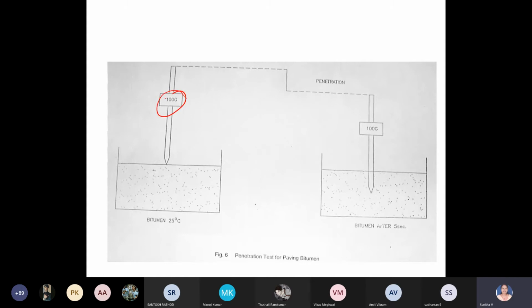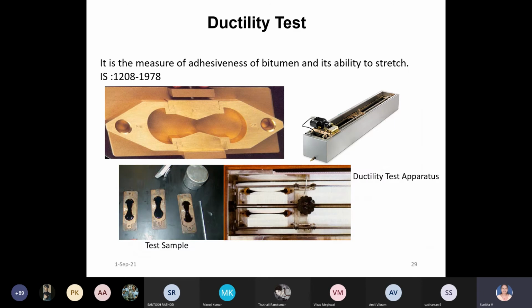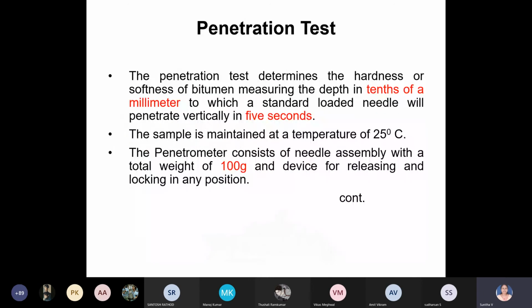This 100 gram is important, then this 25 degrees Celsius, and allow it to penetrate for 5 seconds. After 5 seconds, you measure the depth of penetration. That is noted as the penetration value. That's the basic principle. So it determines the hardness or softness of the bitumen, and it's measured in tenths of a millimeter.